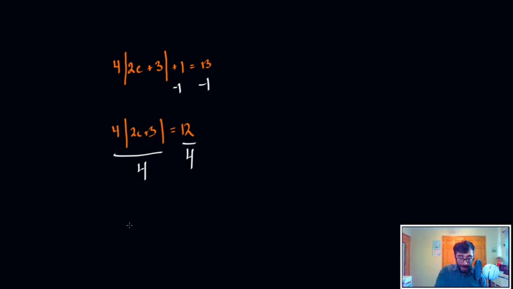So this is going to now become, the 4's cancel. So that's going to become the absolute value of 2c plus 3 is equal to 3. And now look at that. We have the absolute value completely isolated. So we move on to step 2, which is set up our two equations.